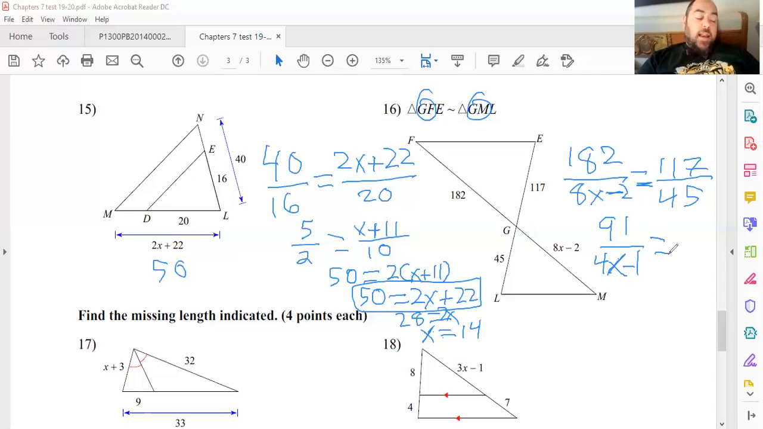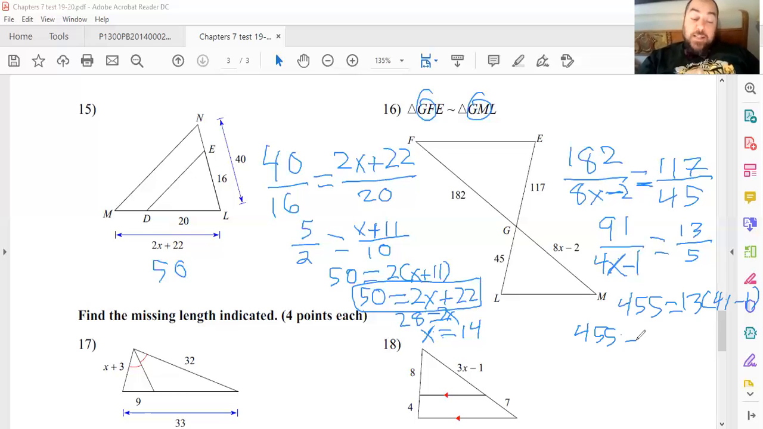117, when I pull that 9 out, is going to give me 13 over 5. So now I'm going to cross multiply. 5 times 91 is 455. I know it's big and ugly, but it's a whole lot better than 45 times 182. And then here we have 13 times 4x minus 1. So we have 455 equals 4x minus 1 times 13.